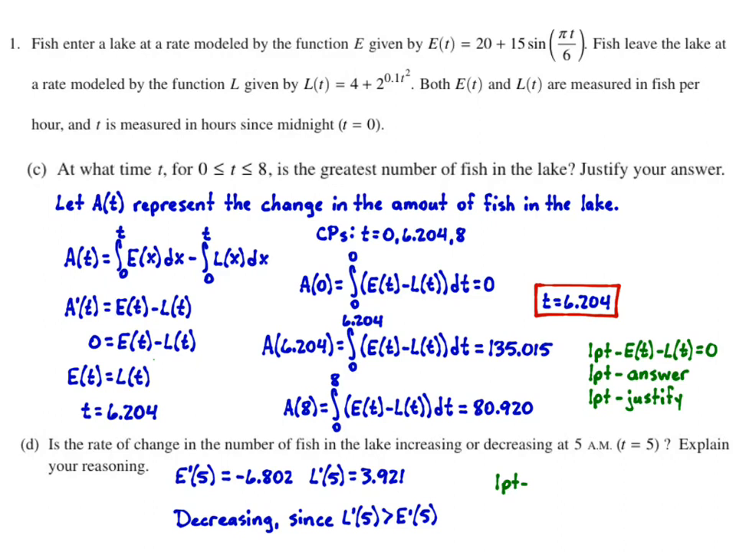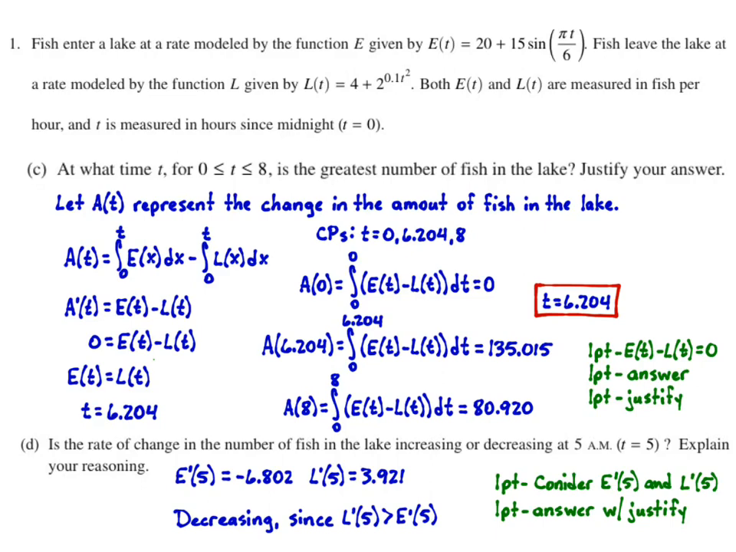Anyways, you're going to get 1 point for considering E prime of 5 and L prime of 5, so knowing that you had to take the derivative of each of those at 5. And you're going to get 1 point for your answer with your justification. So here my justification was because L prime of 5 is greater than E prime of 5. Another way of saying this is because E prime of 5 minus L prime of 5 is less than 0. And that would be perfectly fine as well. So that wraps up this question.